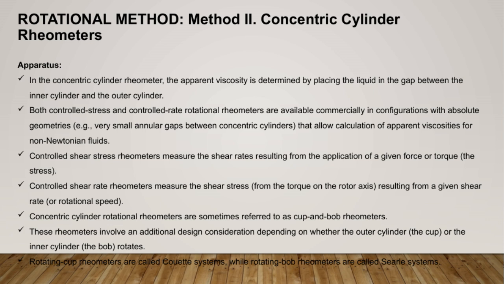When the cup rotates, we refer to the system as a Couette cell, whereas if the bob is rotating, it's called a Searle system. Recognizing these distinctions helps us understand the specific mechanics and how to interpret the data correctly. Overall, this method is versatile and widely used because it effectively measures complex fluid behaviors, which ties into our broader goal of understanding material rheology through different experimental approaches.